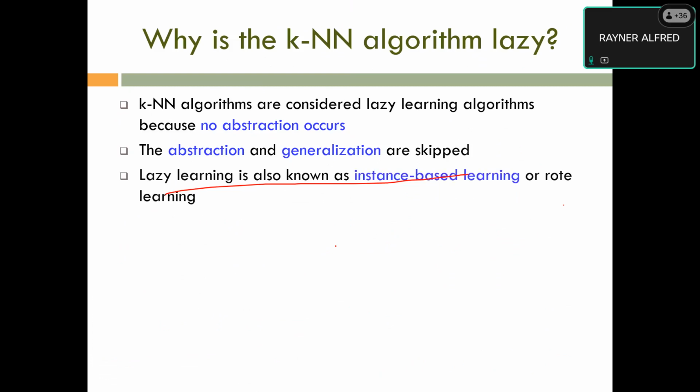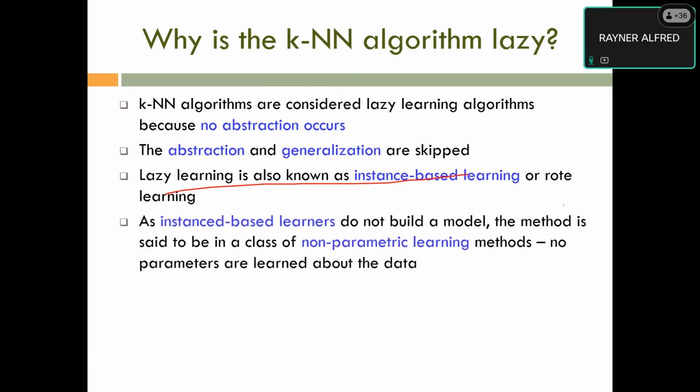Sometimes they call it lazy learning because we didn't do any abstraction. We just compute the differences, or we compute the similarity. An instance-based learner does not build a model because we do not do any modeling. The method is said to be in a class of non-parametric learning. No parameters are learned about the data because we just simply find the similarity of each item in the vector that we have.